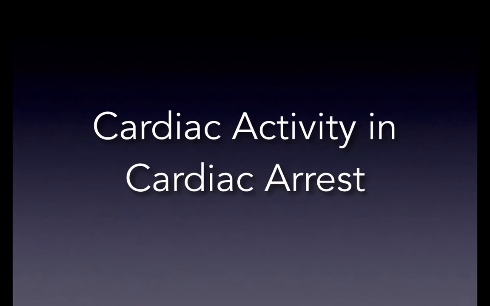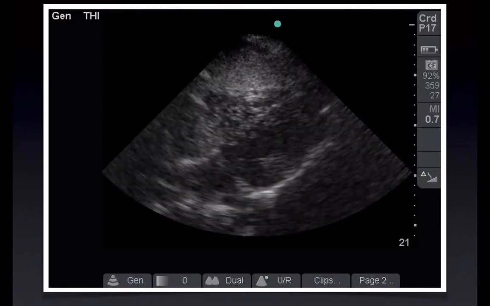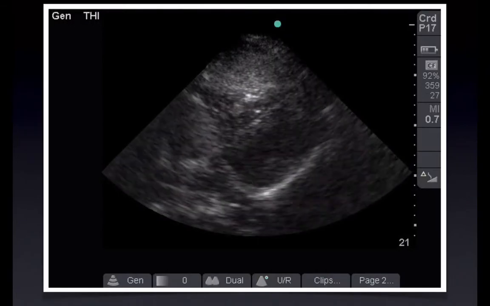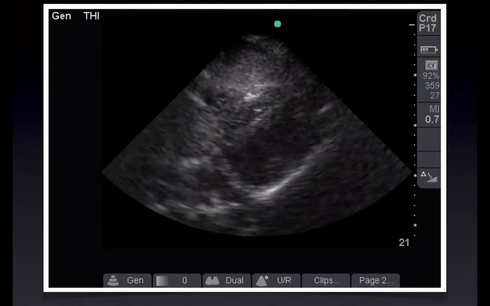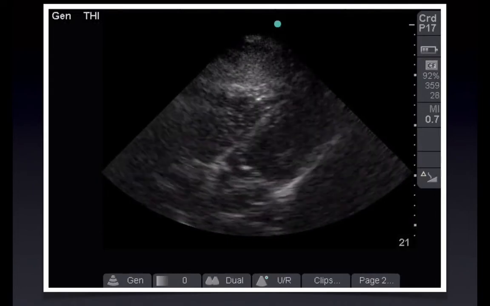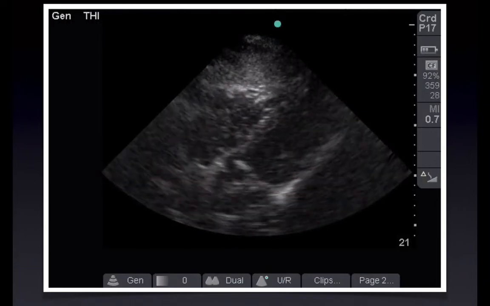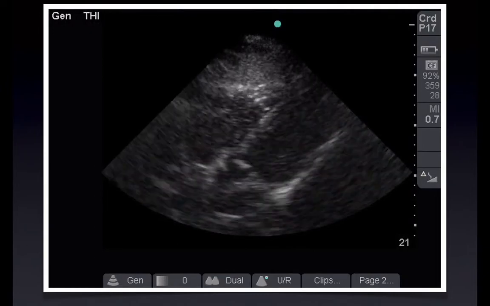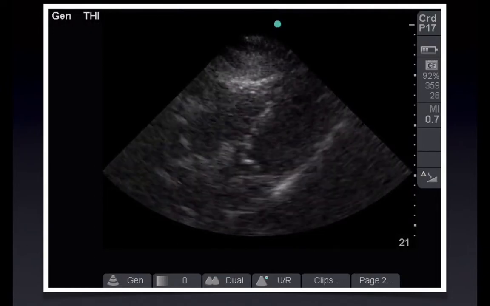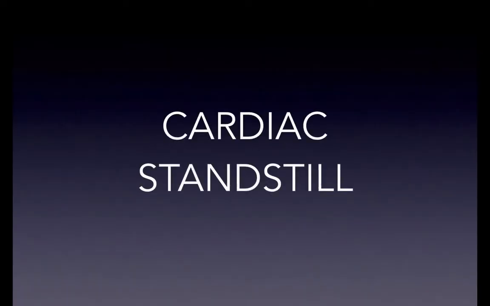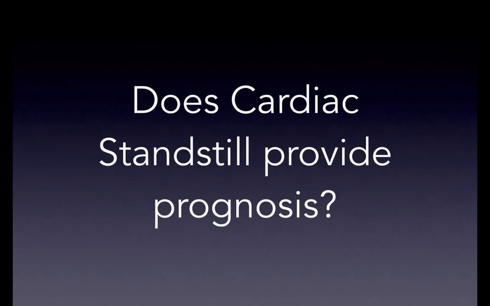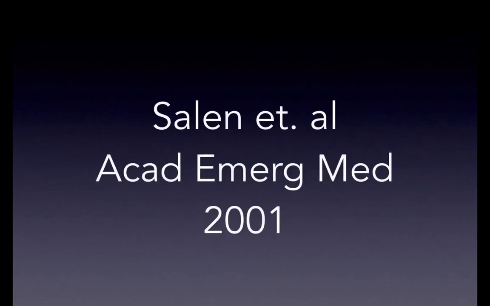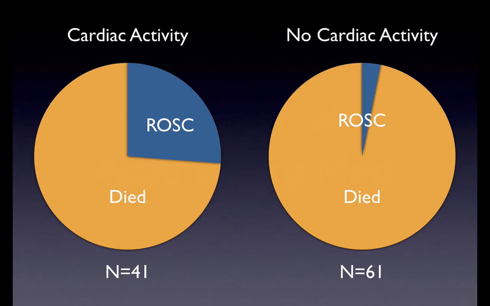We use it during codes, cardiac arrests, and this is a subxiphoid view, and you have the 4 chambers, and fortunately not a lot of activity going on here. Okay, there's maybe a little bit of blood, a little bit of movement. Sometimes it occurs because of ventilatory efforts from bagging the patient. So nothing going on there. The diagnosis there is a cardiac standstill, and they've done studies on cardiac standstill and obviously very, very poor prognosis.